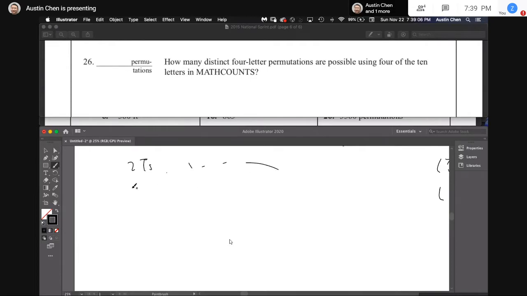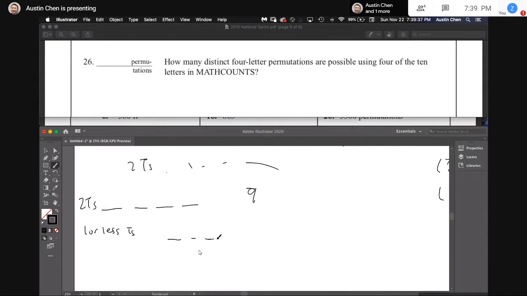So we want to make 4-letter words. How many ways can we do that? Well, we could just look at cases. We can look at the case with 2 T's and the case with one or less T's. Looking at one or less T's, this is just saying we can't use 2 T's, right? So then we just have 9 different letters to use.